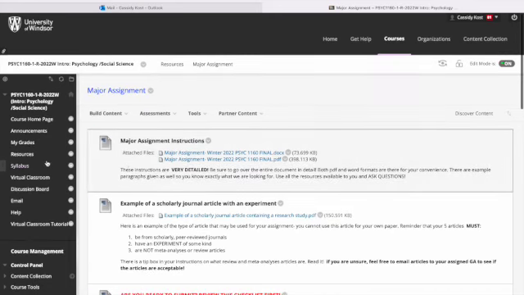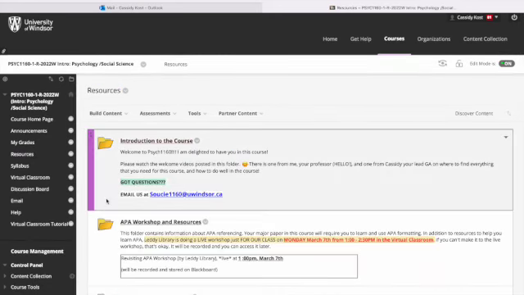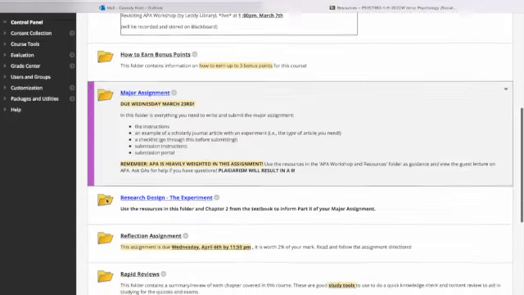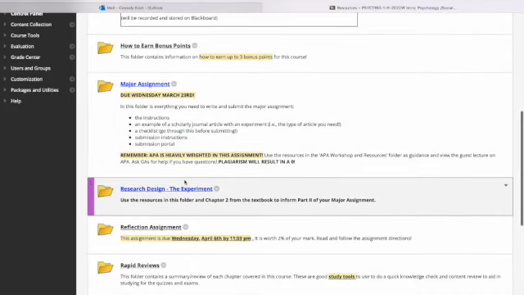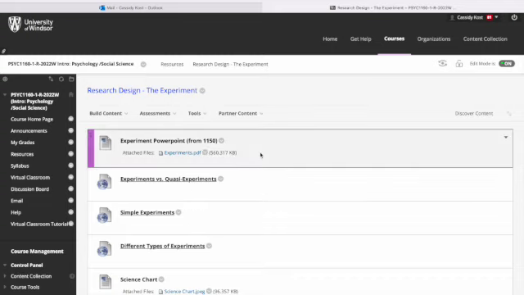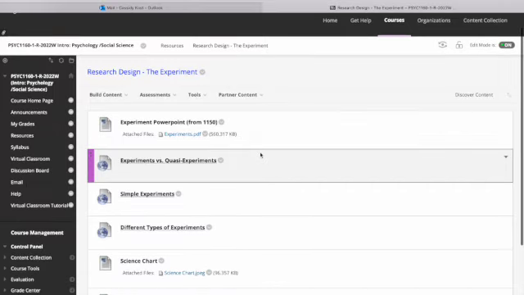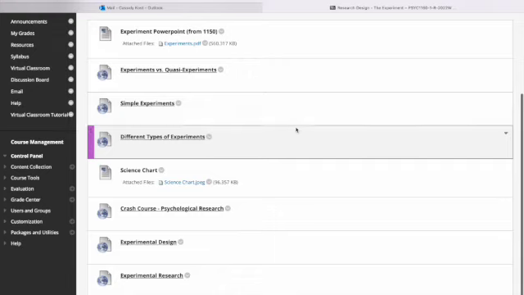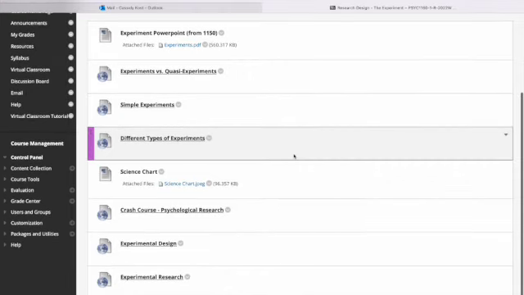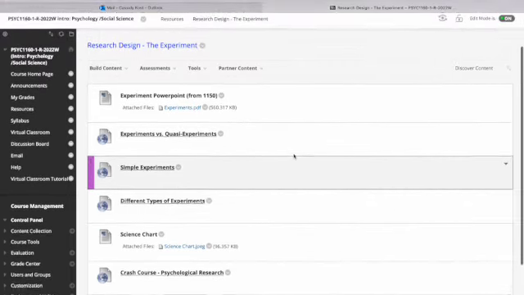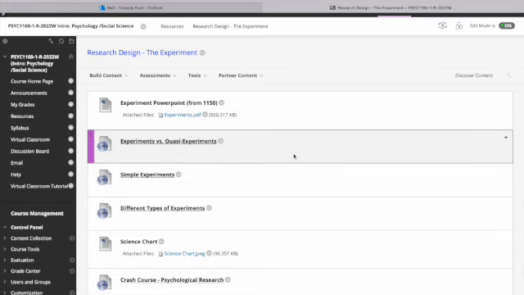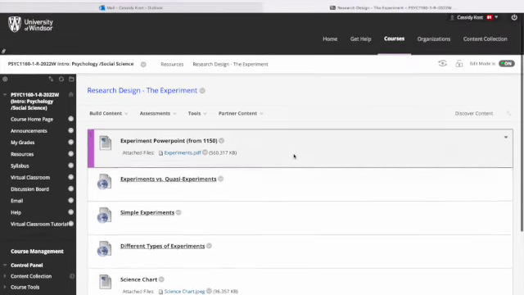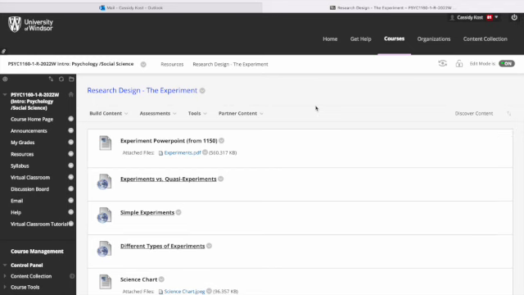And if you go back to the resources folder, you'll see another folder underneath the major assignment folder with the same color scheme. So this research design folder also contains a bunch of resources for the second part of the major assignment. So make sure to go over all of the information in both of these folders before starting, as the information in these folders will likely answer a lot of your questions and also help you with designing an experiment for the second part of the assignment.